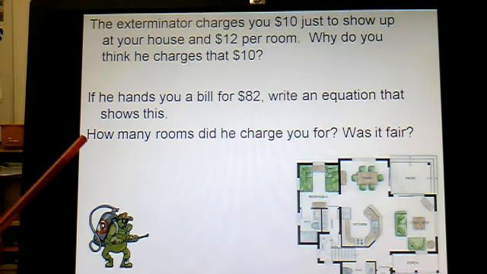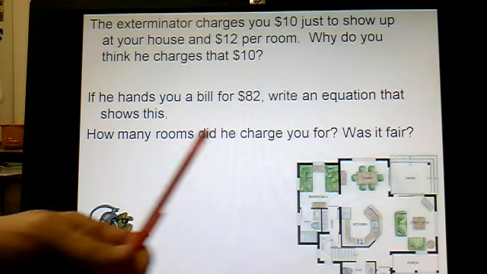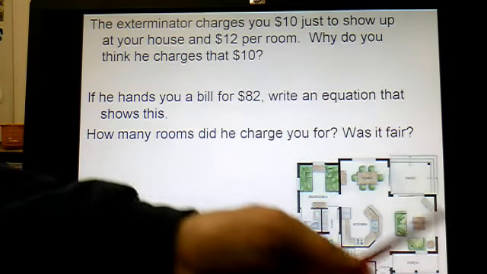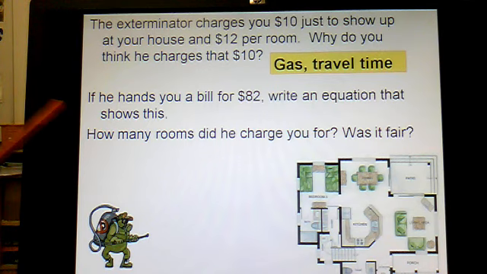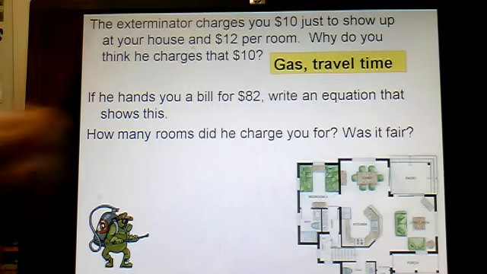So now you're looking at a word problem and saying, how do I create an equation from that? You will have to realize, or think of this as well, how many rooms did he charge you for, and was it fair if this is your floor plan? And you have to think about how many of these rooms he's actually cleaning with the extermination device as you see here. So essentially you're taking the 82 and you're setting it equal to something with a 12 and a 10 in it.